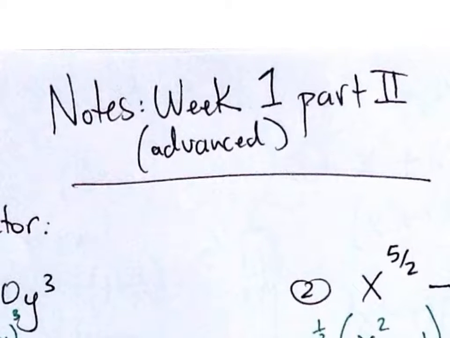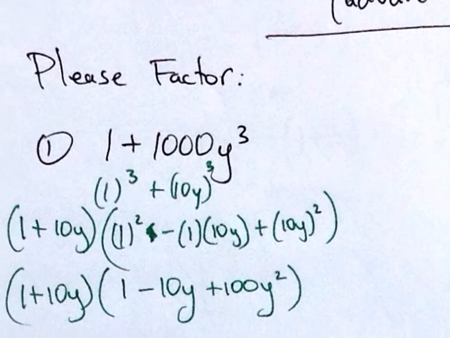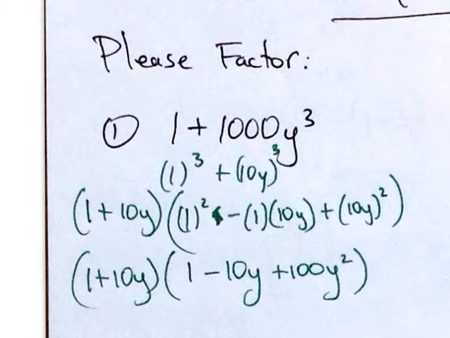Alrighty, week 1, part 2, advanced factoring. Fasten your seatbelts. Here we go. So please factor. And when you're factoring, the difficult part is to recognize what type it is. So here, the cubed indicates to us, hey, maybe this is that sum or difference of perfect cubes.